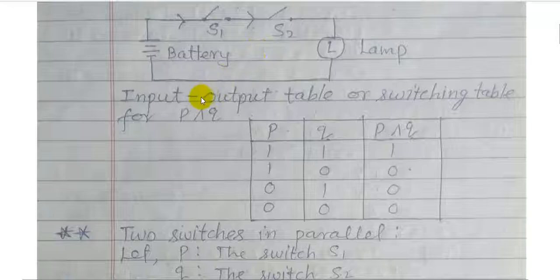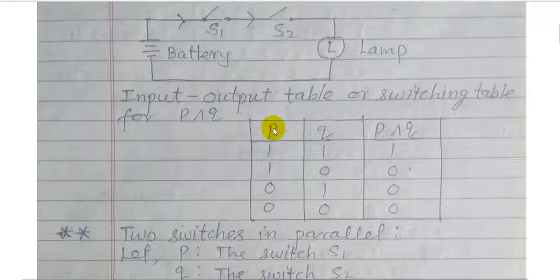Now what is the input output table or switching table for P and Q? So for P and Q we write here, instead of TF we write 1 and 0, and this is very important for modern physics students, electronics and IT students, computer science students. These tables are very important for them.